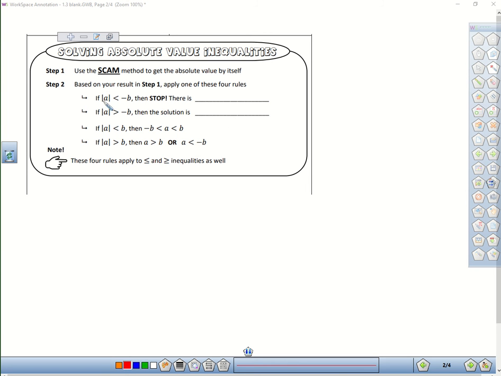So if the absolute value of A is less than negative B, stop, there is no solution.